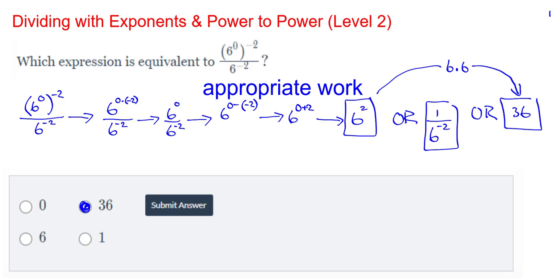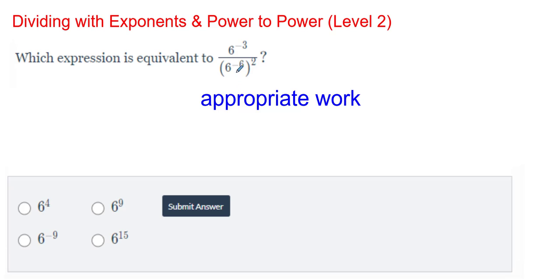Now as I go on, the next one's pretty similar. The only difference is that I've got the parentheses in the bottom, but I would suggest you pause this, attempt it, and then see what my explanation is. So step 1, I'm going to rewrite the original problem, 6 to the power of negative 3. On the bottom, I have 6 to the power of negative 6 inside parentheses, and outside I have a 2.